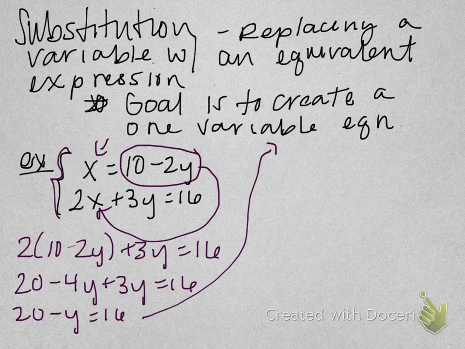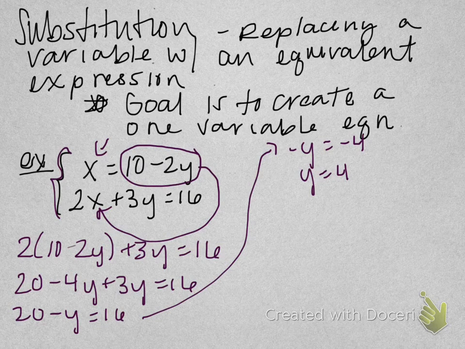I have negative y is equal to negative 4. So y is equal to 4. That is only part of our solution. Now in order to get our second part, we need to find what x is. So we can actually take our value and substitute the y value that we solved for, y is equal to 4, into either of the equations, and we will be able to find our x value.